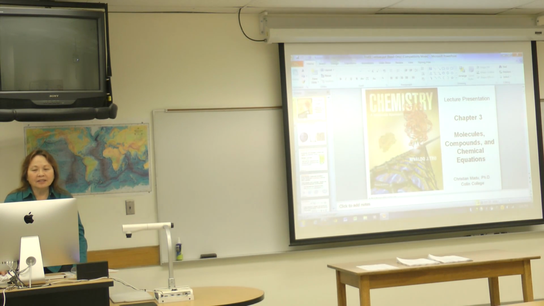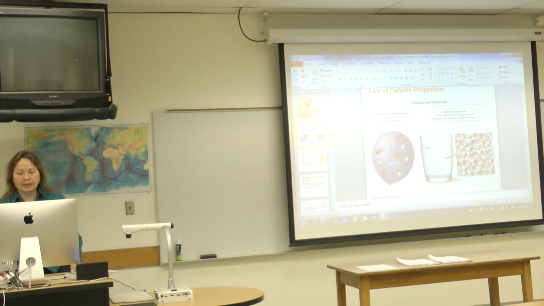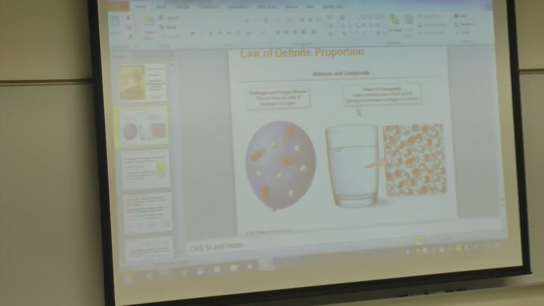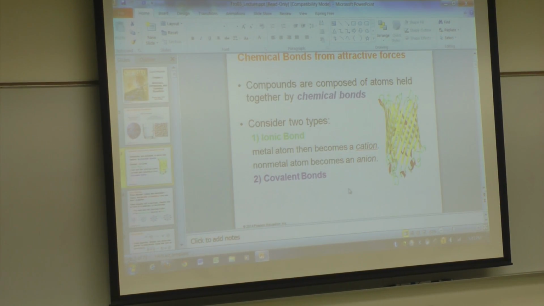Chapter 3, Molecules, Compounds, and Chemical Equations. As a summary, recall the law of definite proportions for mixtures and compounds, where we have hydrogen and oxygen, and a water compound. Water molecules have a fixed ratio of 2 atoms of hydrogen to 1 of oxygen.